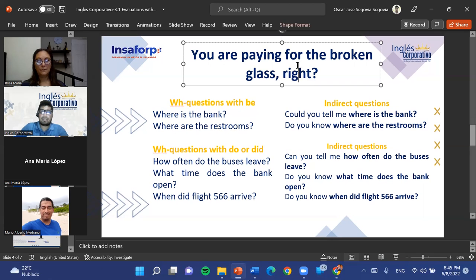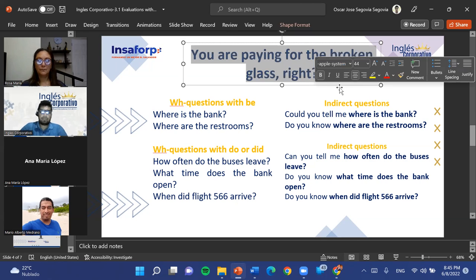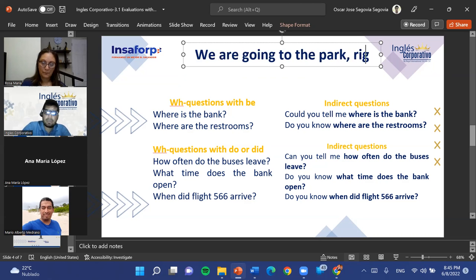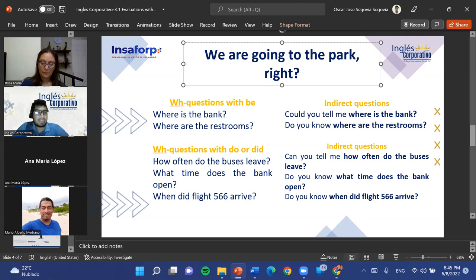Sería algo así como, digamos, otro ejemplo: We are going to the park, right? Vamos a ir al parque, ¿cierto? Estamos tratando de asegurarnos. En este caso específico, ya que incluimos a más personas, porque ahí es un we, lo que estamos haciendo es tratando de asegurarnos si esto va a pasar, como se suponía que se había hablado anteriormente.